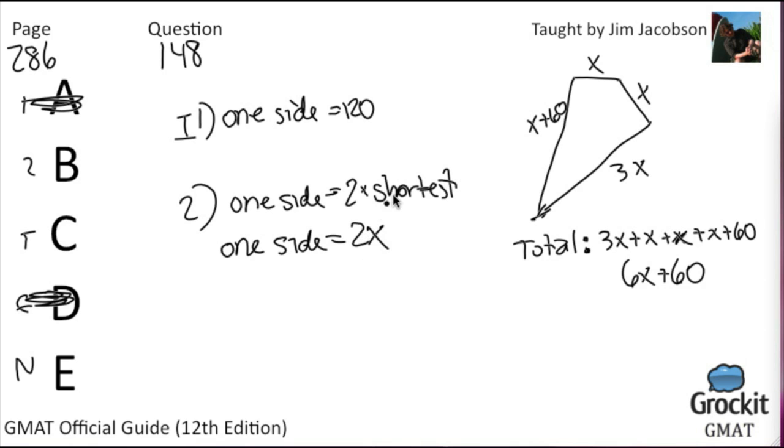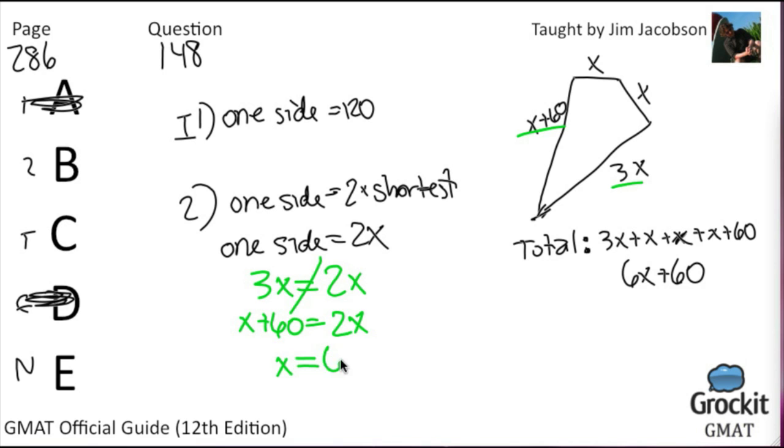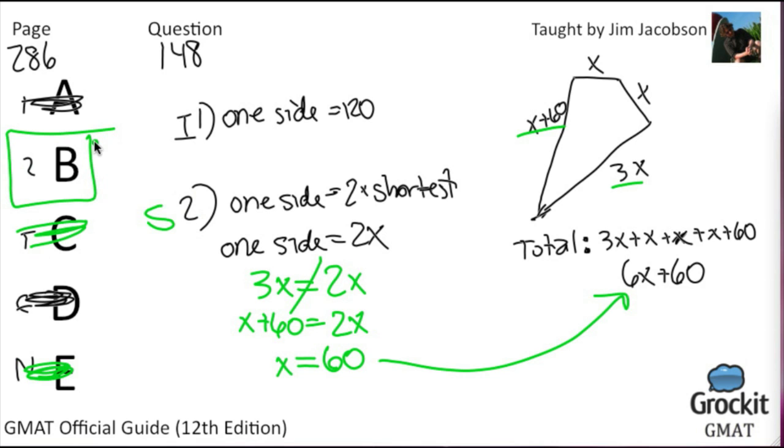One side equals 2x. And our only two choices are x plus 60 and 3x. We can't possibly have 3x equal 2x. That doesn't make sense. So it must be that x plus 60 equals 2x, which means that x itself equals 60, and there we have sufficiency. Once we have x, we can plug that value into 6x plus 60. So statement 2 is sufficient, crossing off C and E. Answer choice B is the correct one.